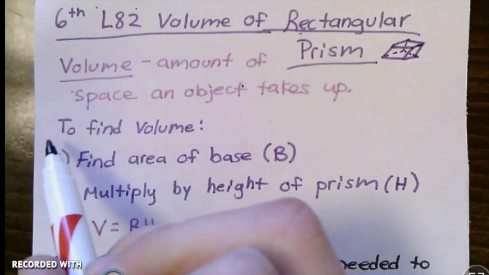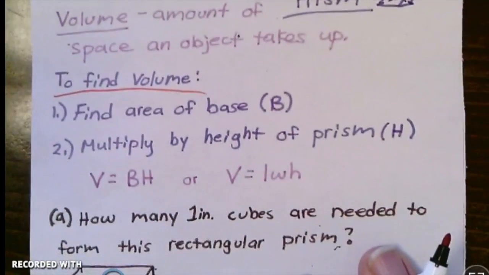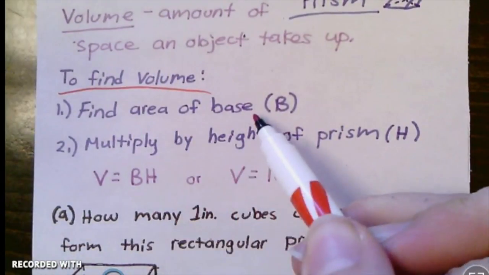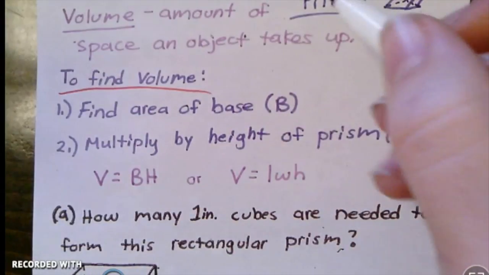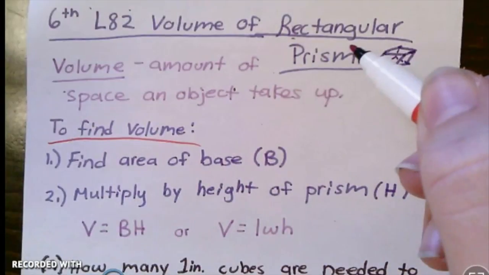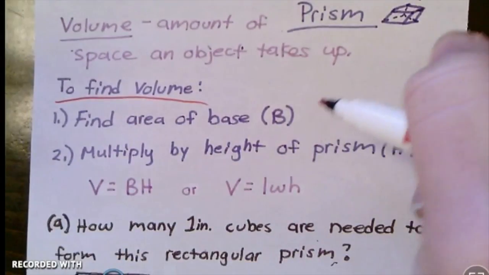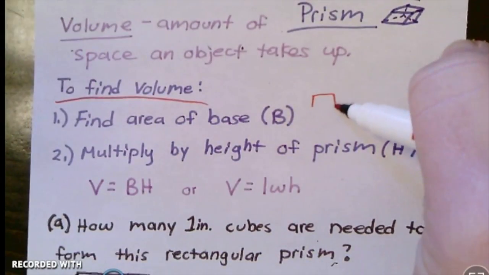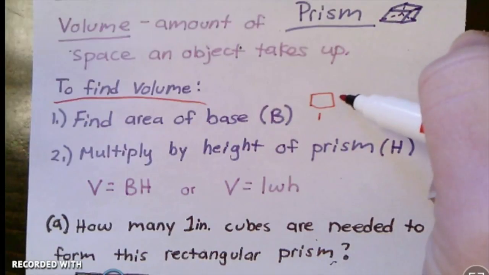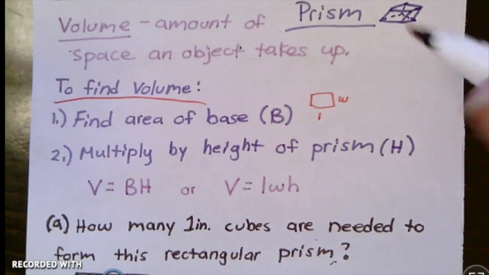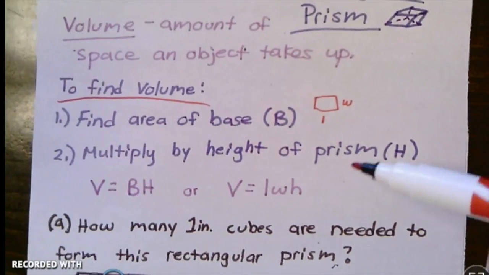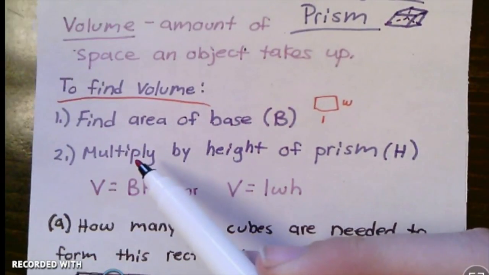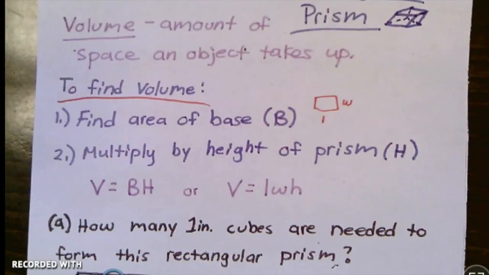So to find volume, first you're going to find the area of the base, right? And remember that whatever the base is of a rectangular prism, it's going to be a rectangle, right? So how do we find the area of a rectangle? Well, length times width. So the first step is to find the area of the base by doing length times width. And then you're going to multiply that number times the height of the prism.